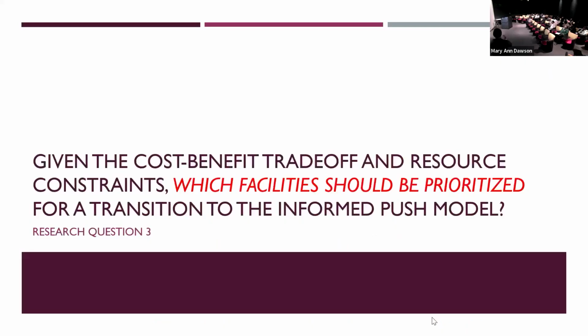Okay, so the last piece is what Shrikar, you were asking about. So there is a cost benefit trade-off, right? There is money to be invested. We're also seeing benefits in terms of reduction in stockouts. So given this trade-off and resource constraints in developing countries, which facilities should be prioritized for transitioning to the informed push model? So that is our final research question, and pretty much all our implications are going to come from answering this question. Okay.